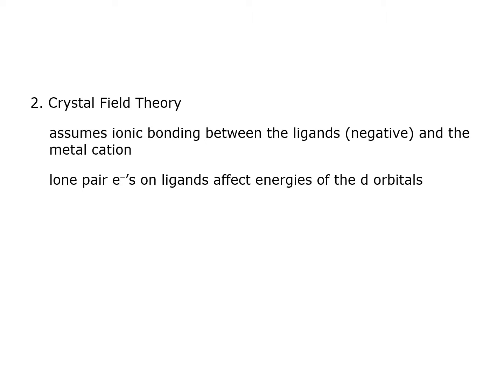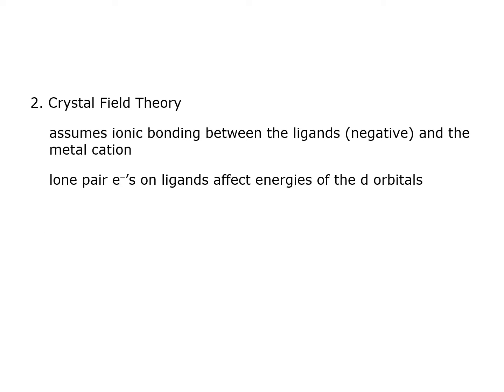Now, in crystal field theory, again, we have this assumption of ionic bonding. We have the ligands with their lone pairs. As these ligands approach the metal cation, they'll begin to affect the energies of the d orbitals. Remember, those d orbitals might have electrons, and those electrons, which are negative in charge, are going to experience a repulsive interaction with the electrons on the ligand. Opposites attract, but like charges repel.